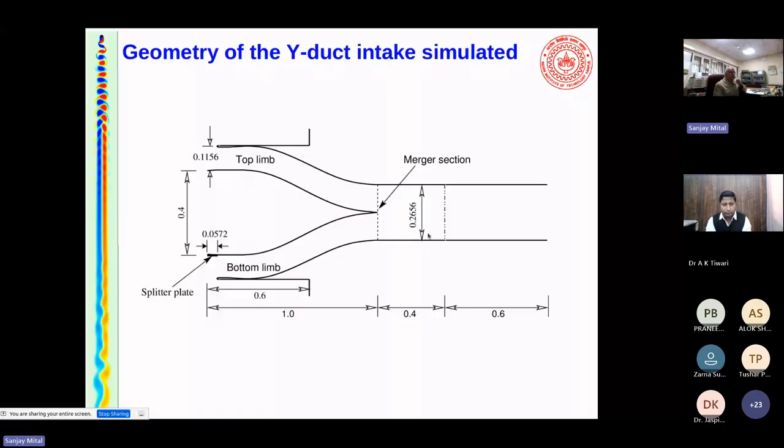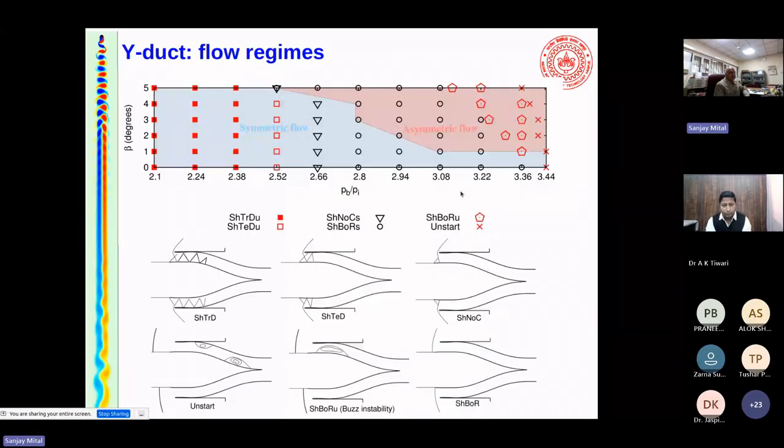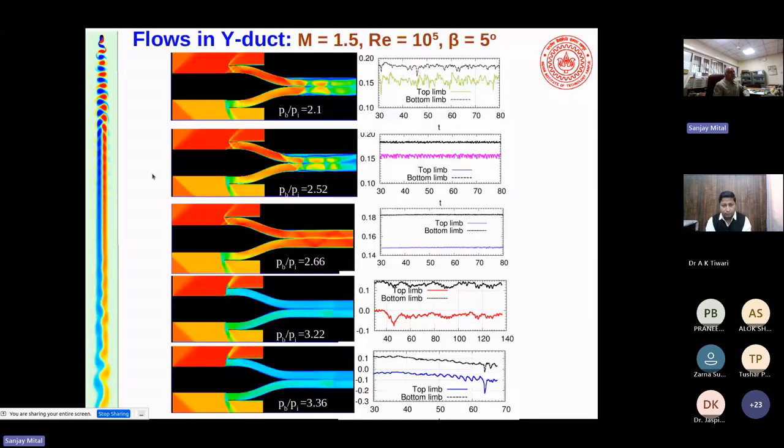They will actually be thrown out of the intake. So you don't want that. You want to design an intake which can work for very high back pressures. So we set up the problem. I'm not going to go into the details. This is the back pressure ratio. This is the side slip. And just to show you what happens.